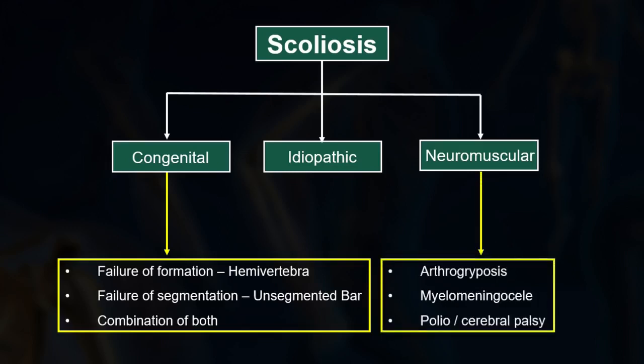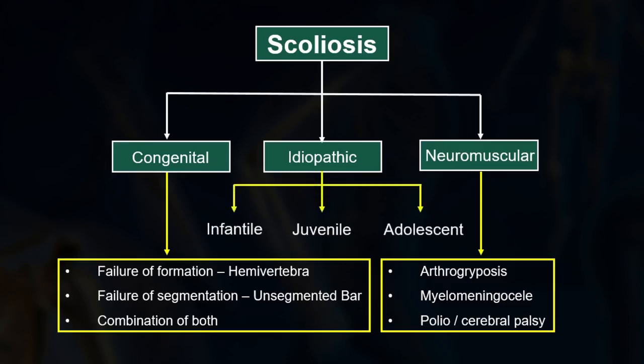And neuromuscular scoliosis is typically found in disorders like arthrogryposis, myelomeningocele, poliomyelitis, cerebral palsy, and so on. But more than 70% of the patients with scoliosis have idiopathic scoliosis, which the SRS, the Scoliosis Research Society, now classifies into infantile, juvenile, and adolescent, depending upon the age and onset. Adolescent idiopathic scoliosis, AIS, is more than 70% of the entire gamut of pediatric scoliosis.